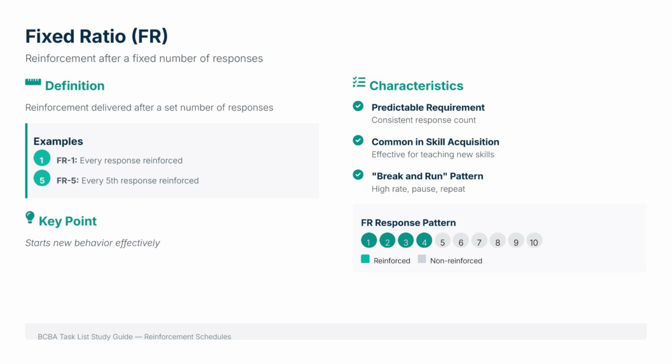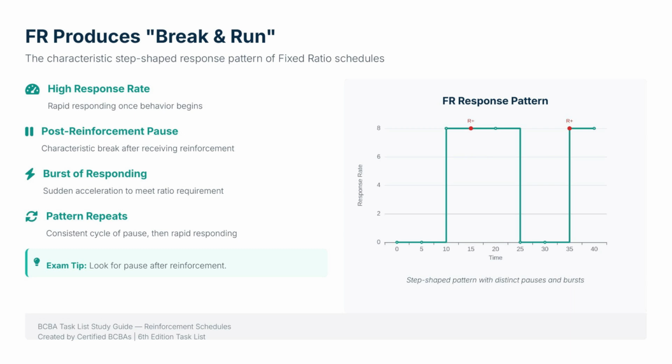This brings us to the characteristic FR response pattern. Fixed ratio schedules produce what is often called a break-and-run pattern. Immediately after reinforcement, responding pauses. Then the learner emits a rapid burst of responses to complete the next ratio requirement. Graphically, this appears step-shaped. The key exam clue is the pause after reinforcement. Whenever you see high responding with predictable pauses, think fixed ratio.